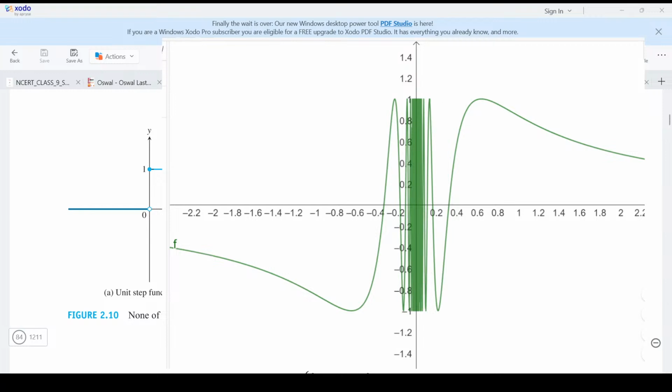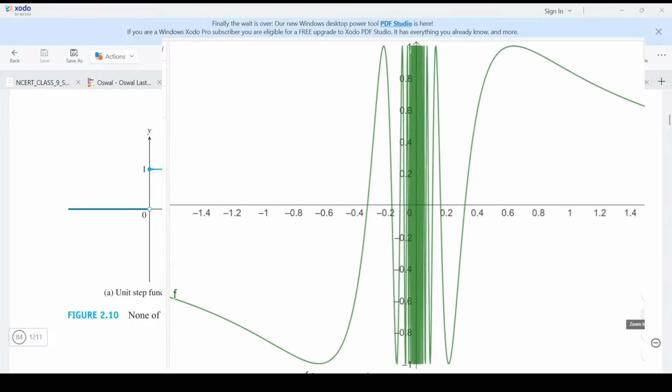Why is this happening? Because this is a sine graph, right? Sine repeats itself after every 2 pi. Now, sine of 1 by 0.4 means sine 2.5. That is slightly less than 2 pi, in fact less than pi. Pi is 3 point something, right? Now 1 by 0.2 is actually equal to 5. That is slightly less than 2 pi.